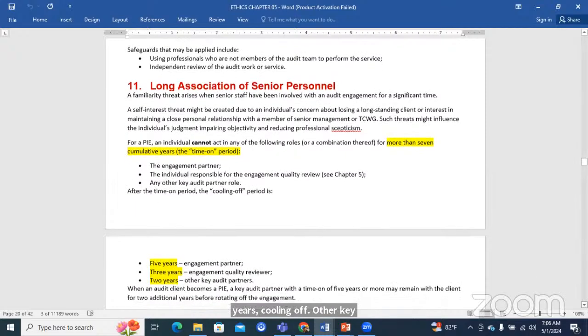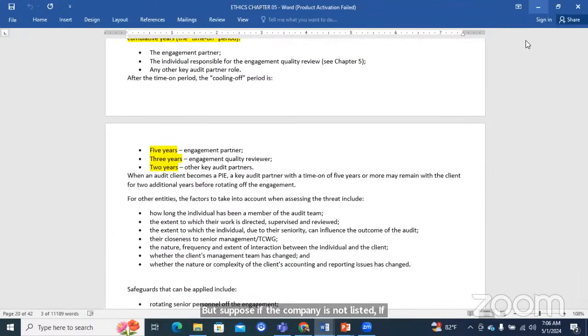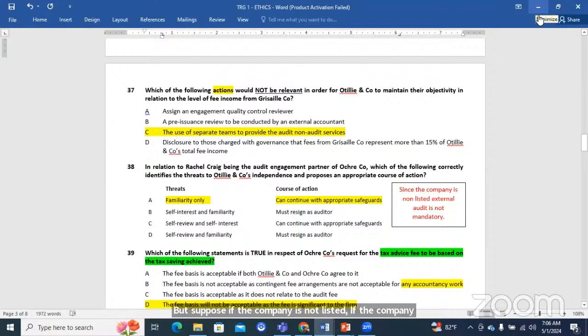But suppose the company is a non-listed company. External audit is not mandatory for non-listed companies. Can continue. That person can continue more than 7 years. No problem at all. But try to apply more personal controls. What type of safeguards? You might study ISA 220 quality control. Firm level and individual quality controls to be improved to make sure the work is effective. So that's why answer A.